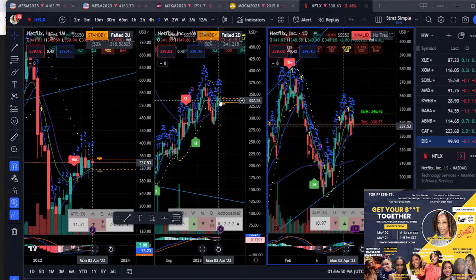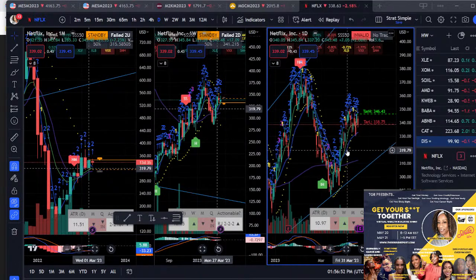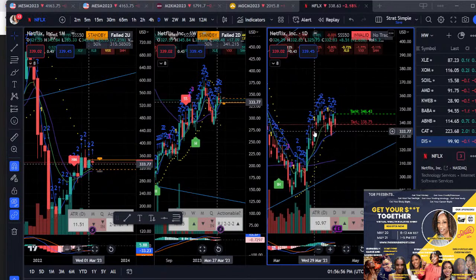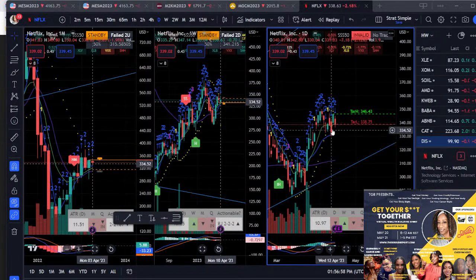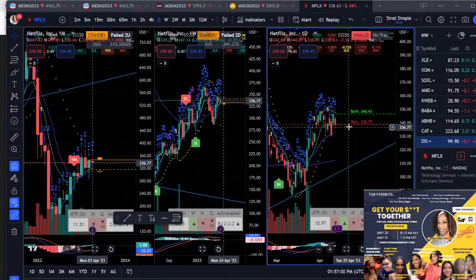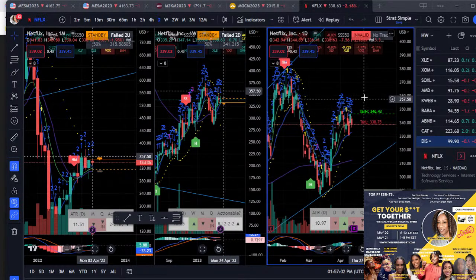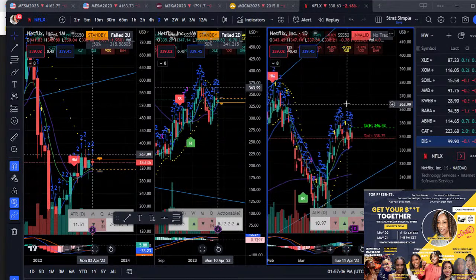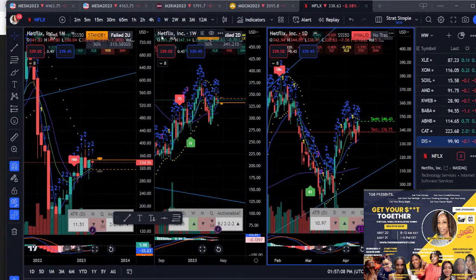We see that cup and handle on the weekly, and then also this inverted head and shoulders on the daily kind of played out. But then the shorter term one, head and shoulders, as long as it holds this 336, then yeah, I think that Netflix definitely is going to boom with this earnings. So love that.